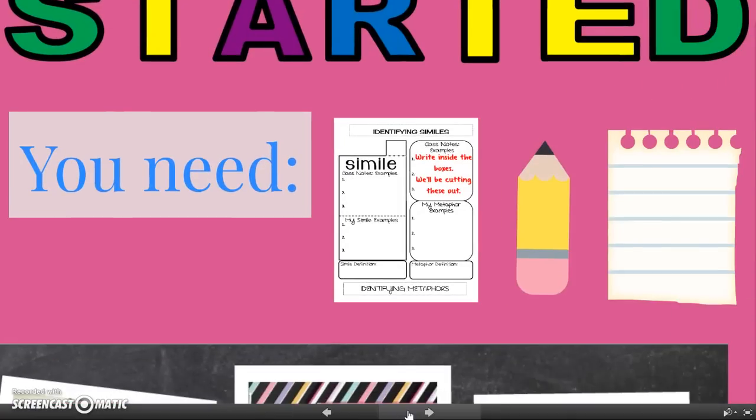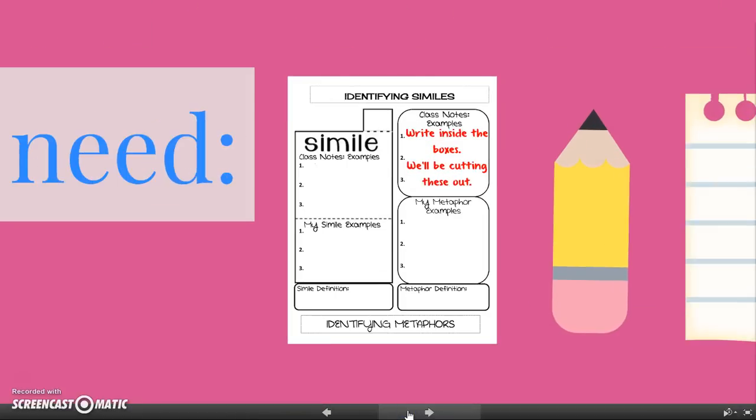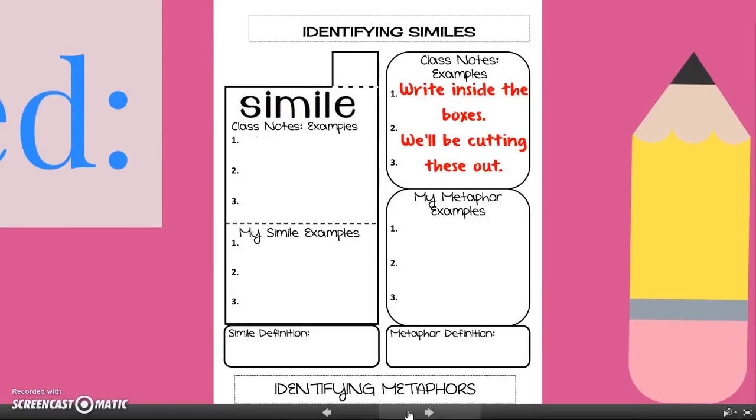What you need: you will need your notes that I gave you in class today, plain paper if needed, and a pencil or a pen. Please do not write outside the boxes. We'll be cutting the boxes out for our notes.